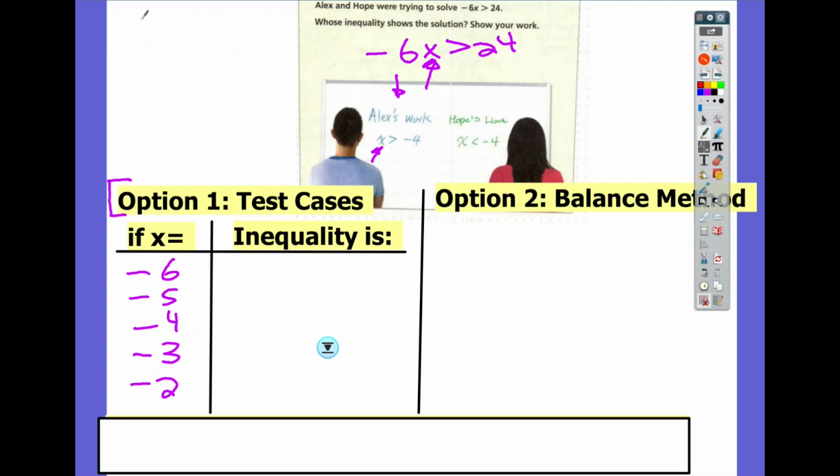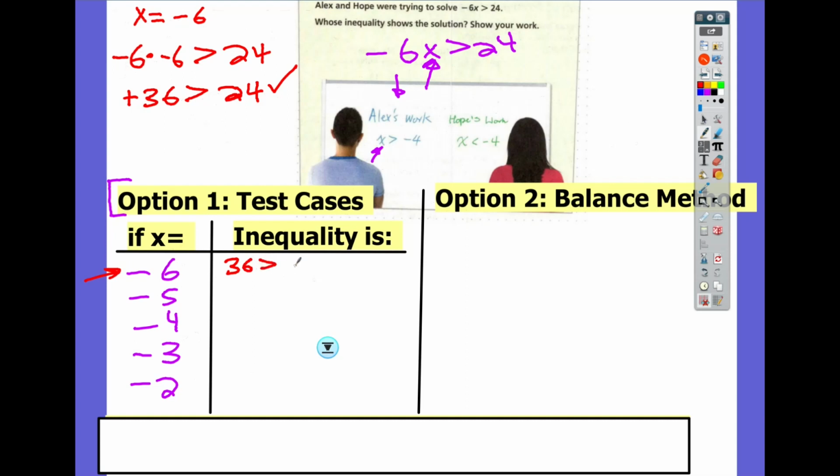Let's try what if x is equal to negative 6. If x is equal to negative 6, we plug that in. We get negative 6 times our variable, which is now negative 6, is greater than 24. Negative 6 times negative 6 is a negative times a negative, which is a positive, and 6 times 6 is 36. So you get the statement 36 is greater than 24, and we can all definitively say, yes, that's true.